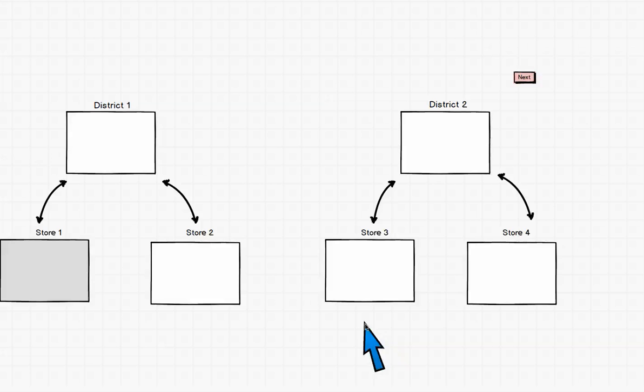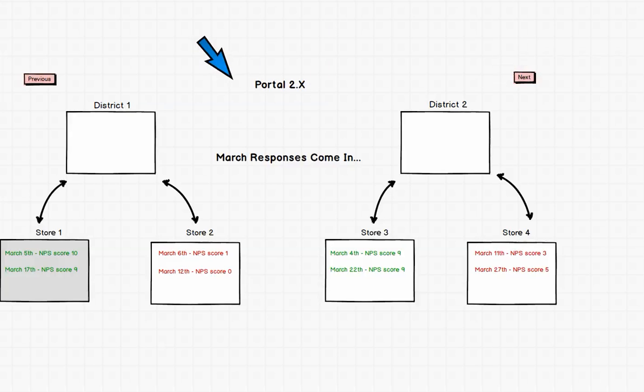So anyway, let's just talk about a simple structure here with two districts, District 1 and District 2, and two stores underneath each of the districts. Let's say the scores come in. This is how it's calculated currently in the portal in the 2x version. March survey responses come in. March 5th, we get a survey response with an NPS score of 10. March 17th, we get a survey response with an NPS score of 9.